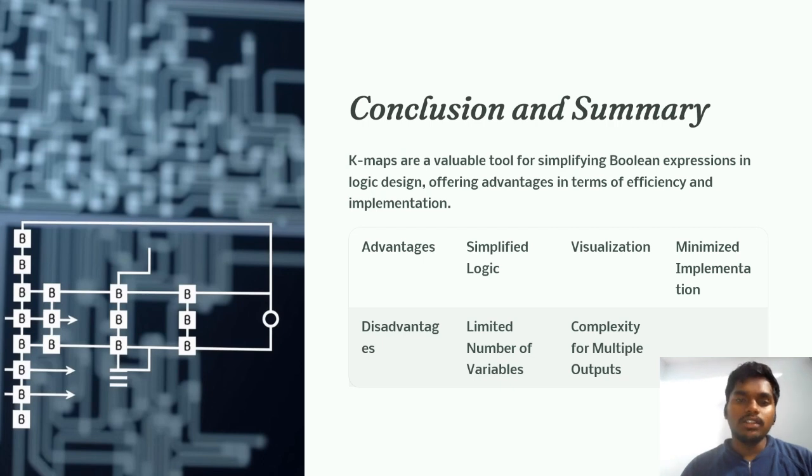Conclusion and summary. K-maps are a valuable tool for simplifying Boolean expressions in logic design, offering advantages in terms of efficiency and implementation. Advantages: simplified logic, visualization, minimized implementation. Disadvantages: limited number of variables, complexity of multiple outputs.